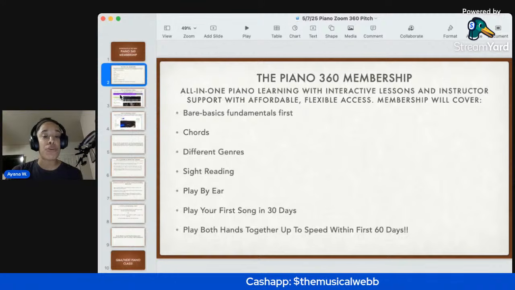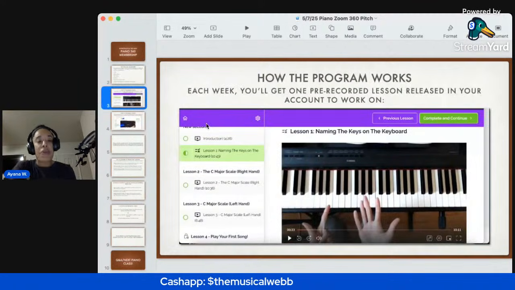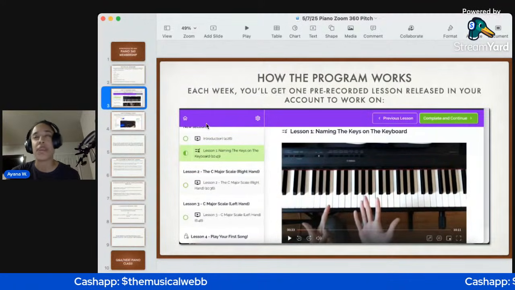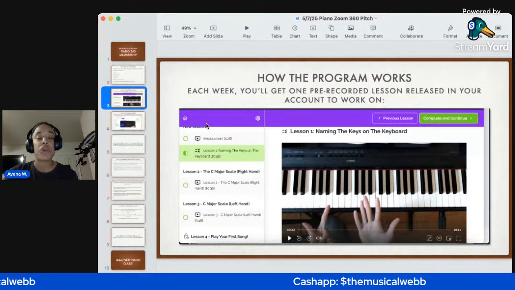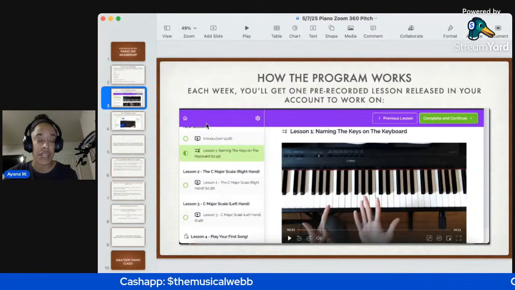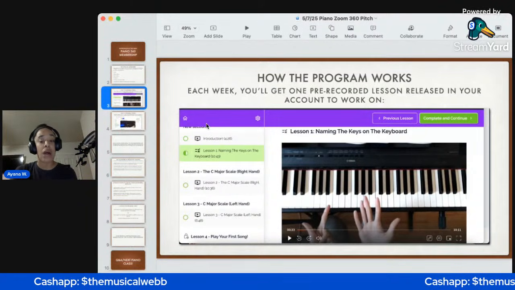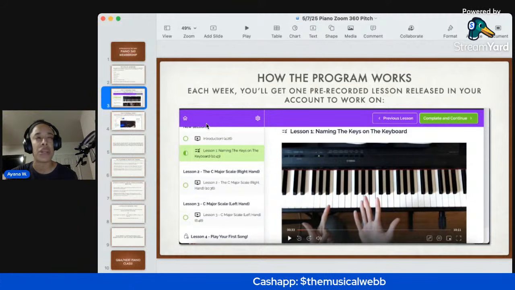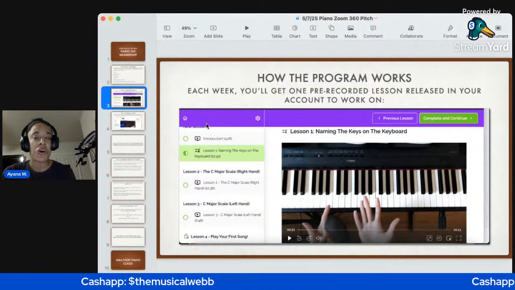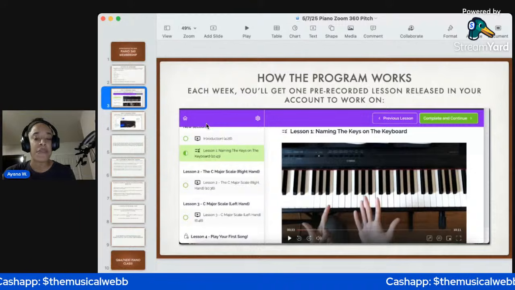So how does this program work? The way it works, and I need to change this too, I keep forgetting to change this. What you do is you get pre-recorded step-by-step lessons released into your account. It's no longer each week. They actually all get released into your account at the same time. And I'm constantly uploading new content. Currently, there's about a year's worth of videos in there. And each video is only like 10, 15 minutes long.